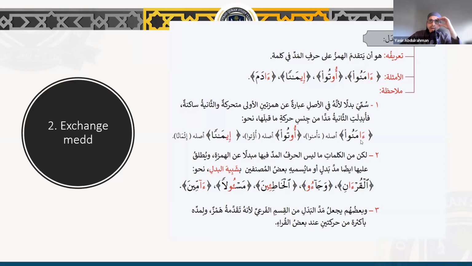So the example of amanu, for example, originally it's amanu. The word utu, originally it's utu. And the word imanan, originally is i'manan. So i'manan is difficult to pronounce, utu is difficult to pronounce, and amanu is difficult to pronounce. That's why they changed it to exchange badal, exchange mad, badal mad. Amanu, imana, utu. That's why.